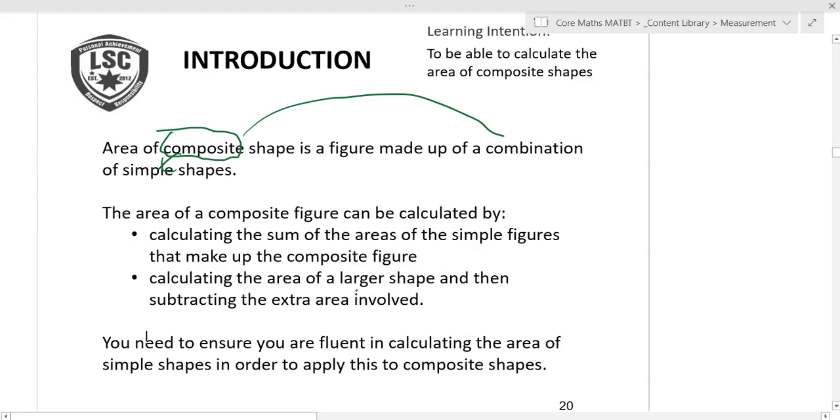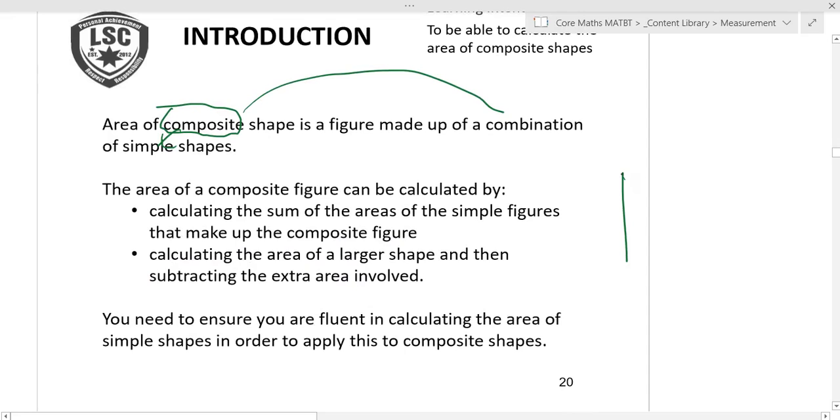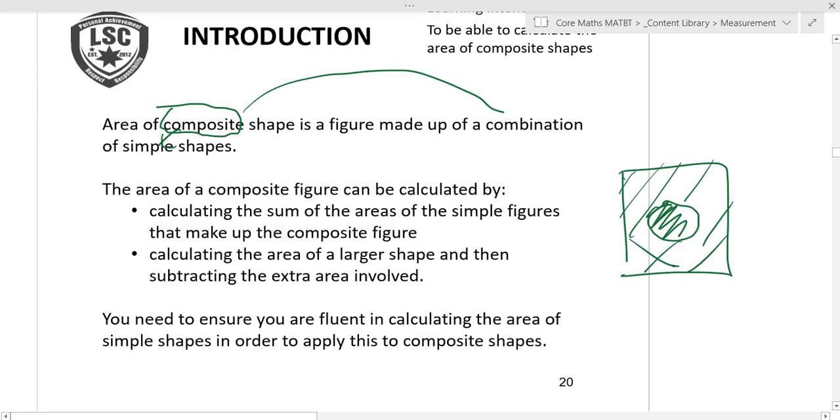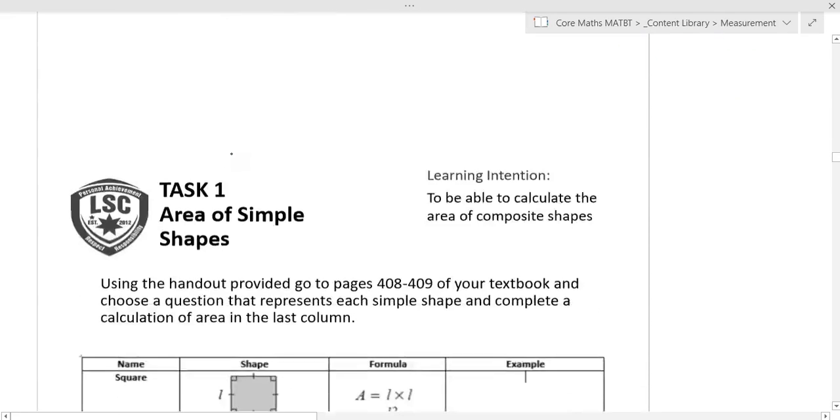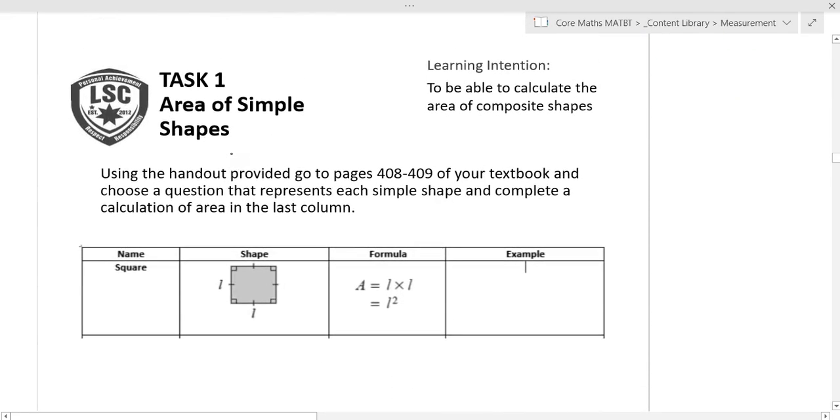Sometimes you might have a square with a cutout circle in the middle, and I just want to find the area of this. That means you find the area of the square, and then you minus the area of the circle. That's what this is saying. You need to make sure when you do these questions that you understand how to calculate simple shapes. Simple shapes are the core of our measurement. Everything can be broken down into the most simple shape. It's easy. So our task here, I'm going to give you this handout.